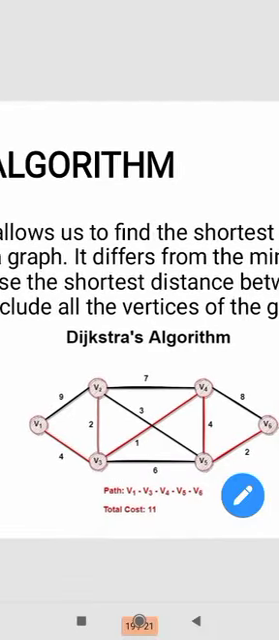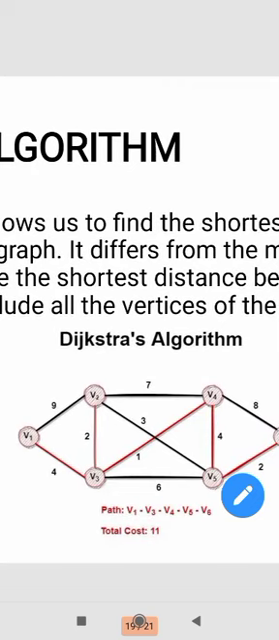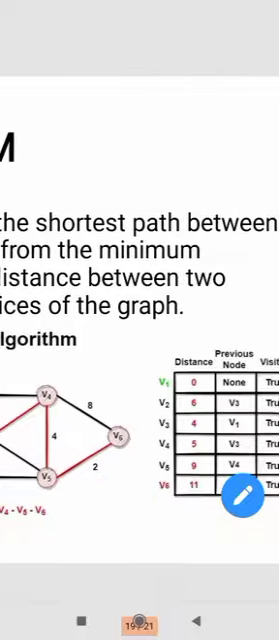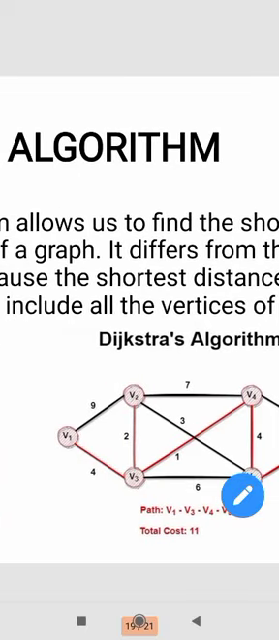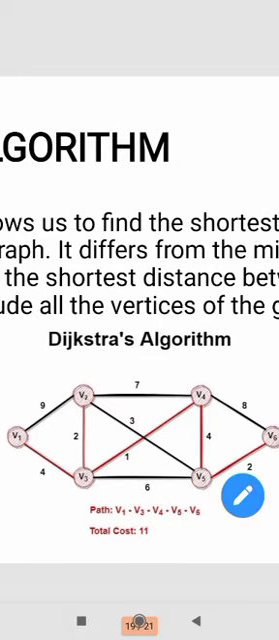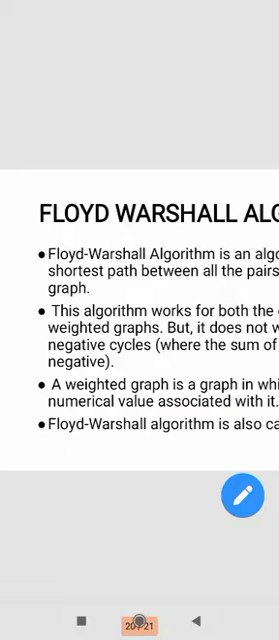Here see, the circles represent vertices. The lines connecting them are called edges. Consider V1 as the source vertex and V5 as the destination vertex. Source will always be 0. 0 plus 9, the value will be 9. Next, 0 plus 4, the value will be 4. In the same way, find the shortest distance. So you will get the distance. This is called Dijkstra algorithm.